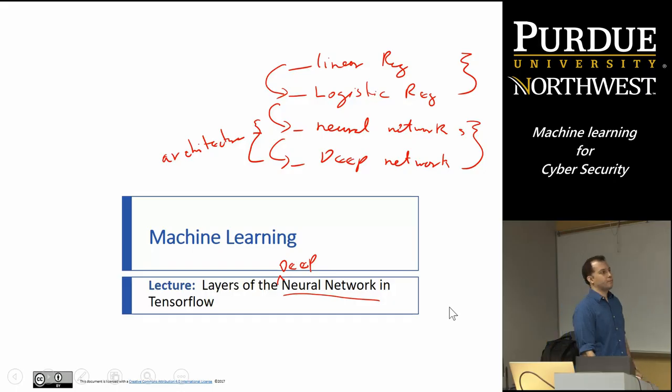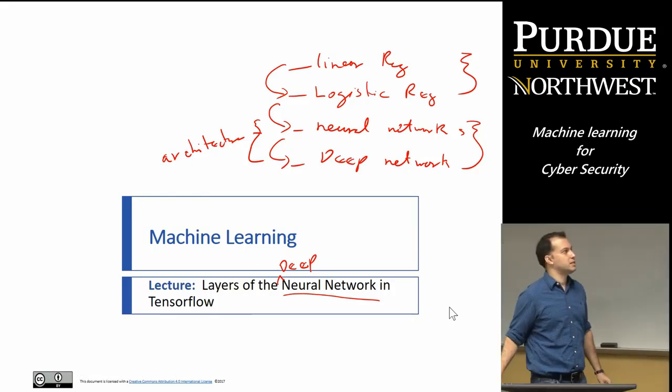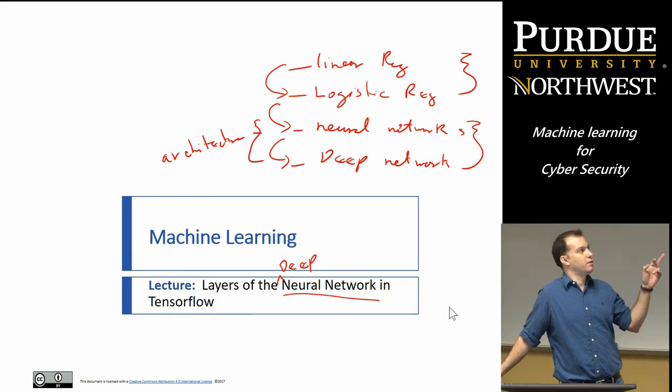So hopefully you can read it. This is basically the approach that we took. We went from linear regression to logistic regression. Now we're going to neural networks and deep neural networks, right?